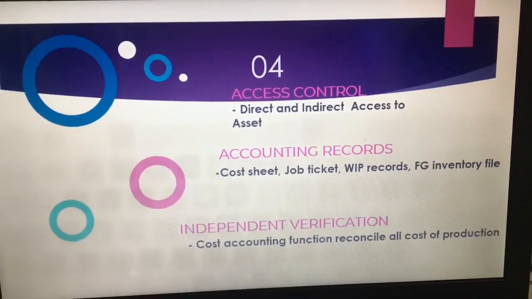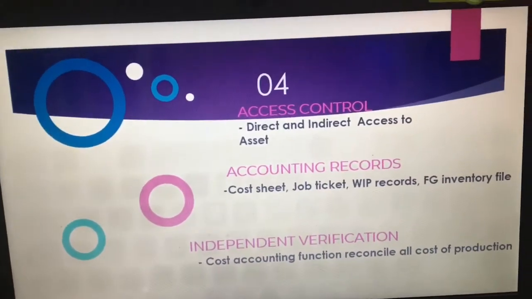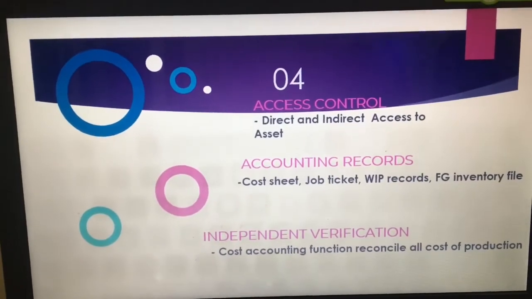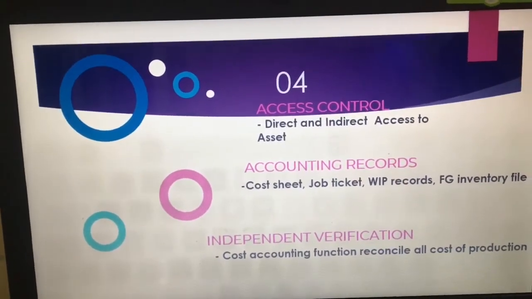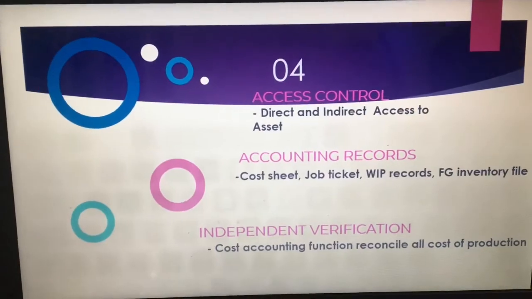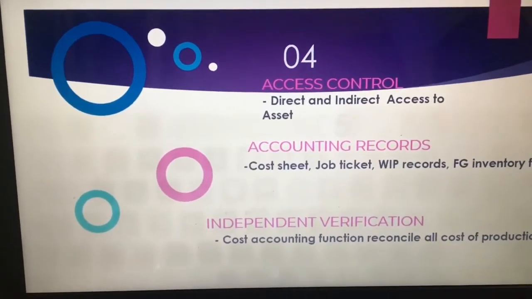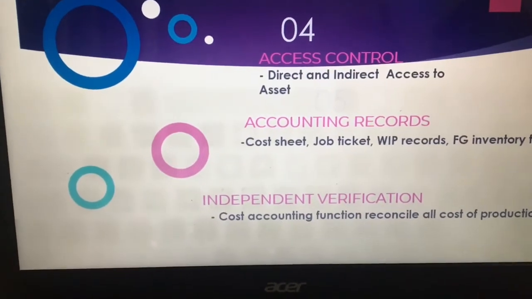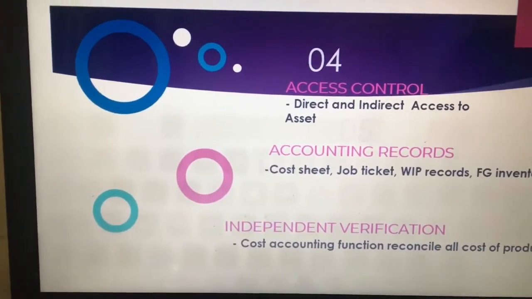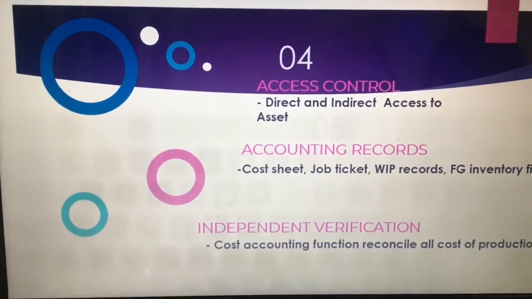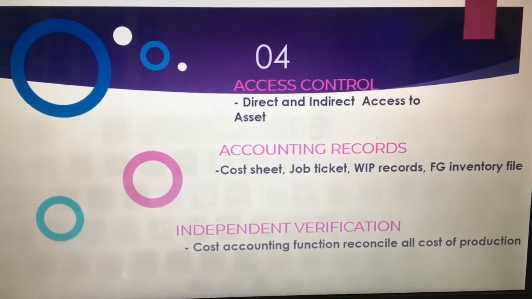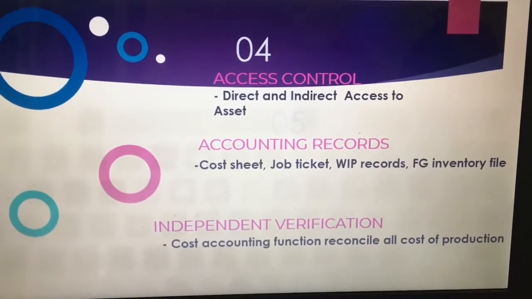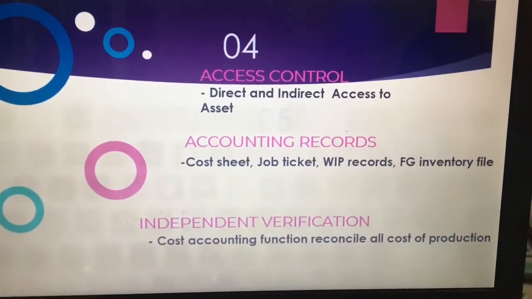Okay, the fourth one is access control. Access control has two types, which are direct access and indirect access. For direct access, the nature of the physical product and the production process influence the type of access control. This means firms often limit access to sensitive areas such as the storeroom, production work centers, and finished goods warehouse.